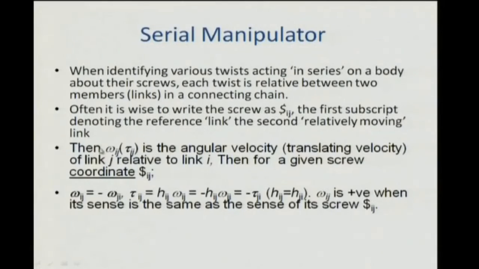Then we go on through this parallel definition: omega ij is the angular velocity, and the term inside the bracket, tau ij, is the translating velocity of link j relative to link i. For a given screw coordinate $ij, omega ij is equal to minus omega ji, obvious. And tau ij is the pitch times the angular velocity, the translation, which is equal to minus hij times omega ji. Now the pitch of both screws is the same, it has to be the same. It is only the angular velocity which is reversed, and this is equal to minus tau ji. Similarly to the previous case, the angular velocity is positive when its sense is the same as the sense of its screw dollar. So that is the definition.